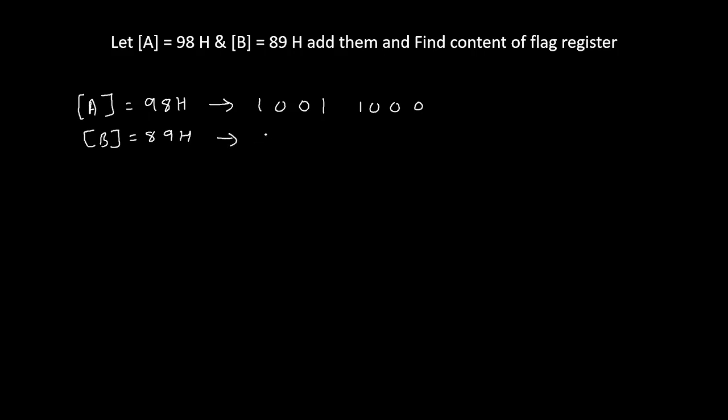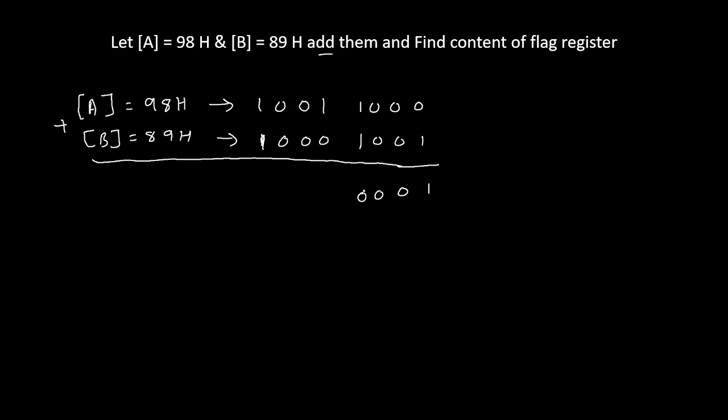So this number can be written as 1000, which is 8, and 9 can be written as 1001. Now it is asked that we should add them. So we will perform addition. So binary addition. 0 plus 1 is 1, 0 plus 0 is 0, 0 plus 0 is 0, 1 plus 1 is 0 with carry 1, 1 plus 1 is 0 with carry 1, 1 plus 0 plus 0 is 1, 0 plus 0 is 0, and 1 plus 1 is 0 with carry 1.